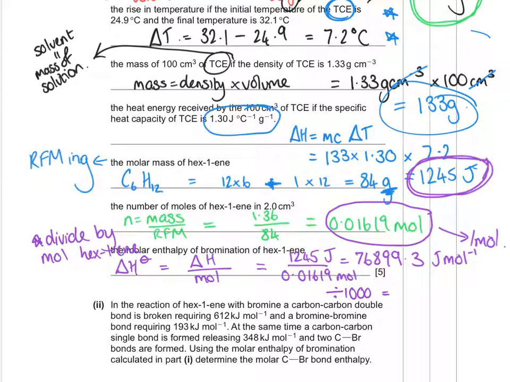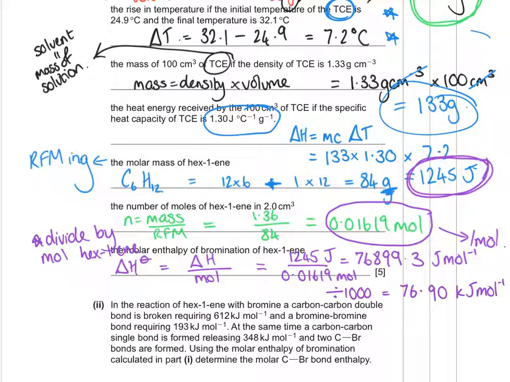And we get 76.90 kilojoules per mole. There's one more step to this though, and that's thinking about whether the reaction is exothermic or endothermic. And that's really important to remember because you need to include your sign with an enthalpy change, whether it's positive or negative.